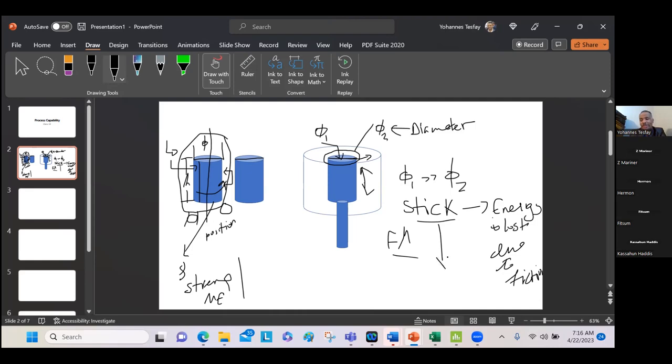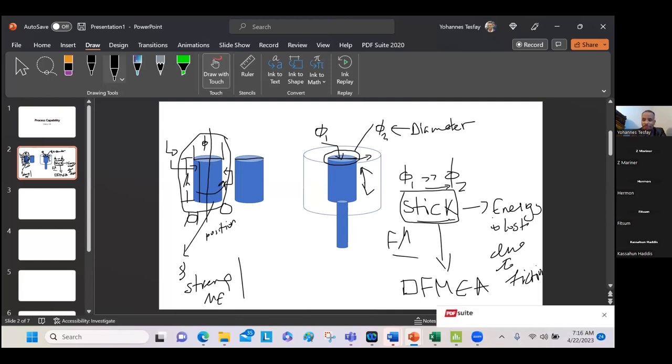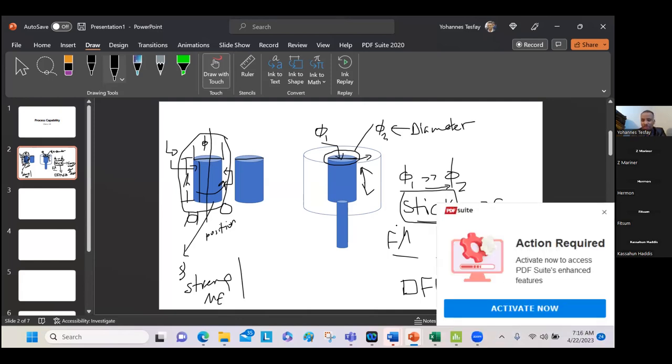Okay, so stick is your failure mode. You're going to describe it in your DFMA, ግልጽ ነው? DFMA, design failure mode effect analysis. So failure mode ይሄ ስቲክ ነው ማለት ነው። በምንድን ነው የሚፈጠረው? diameter 1 greater than almost close to ወደ diameter 2 እየተጠጋ ሲሄድ ማለት ነው። ኦኬ፣ በዛ ይፈጠራል። ሌላኛው በምን ይፈጠራል?